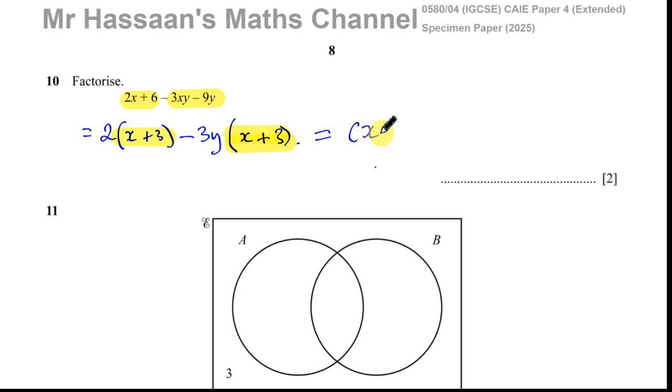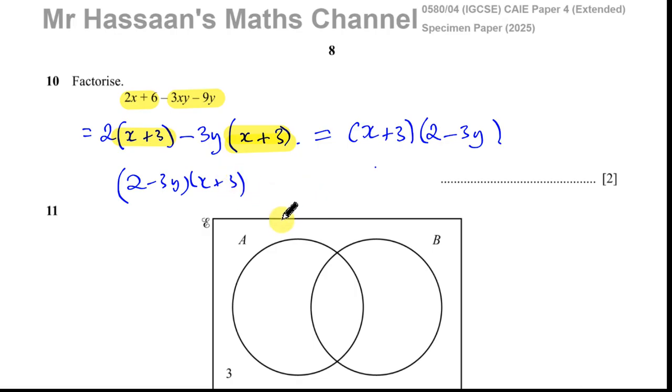So I'll write x plus 3 as common, and then I'll open up a bracket and I'll say, okay, I want x plus 3 times this number to give me 2 times x plus 3, so it must be a 2 here. And I want x plus 3 times this number to give me negative 3y times x plus 3, so we must have a negative 3y here. So most people will write down 2 minus 3y times x plus 3. They'll write it like this because they just know that that's what happens.